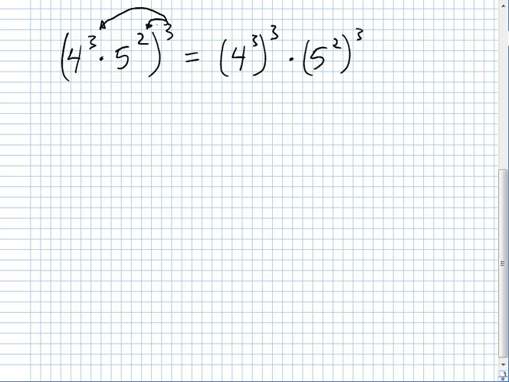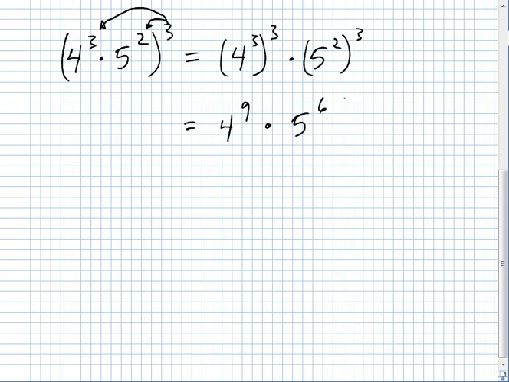Okay, so we're doing a lot of things, kind of big combinations of operations going on here. So it's pretty easy to get lost. So just take things one step at a time. So now I have a power of a power. So I'm going to multiply my exponents, 4 to the power of 9, and multiply exponents here as well, times 5 to the power of 6.